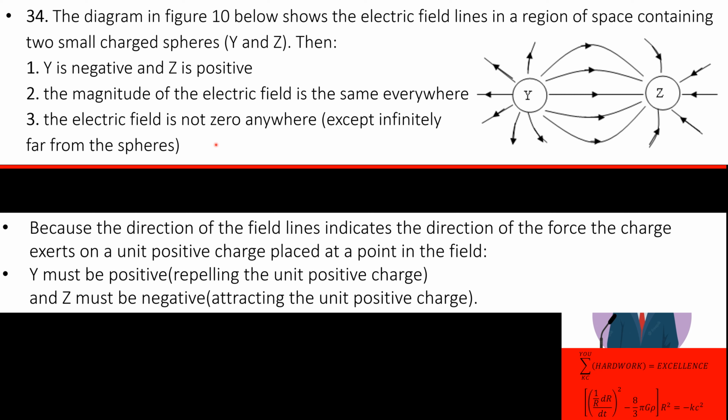Statement 3 says the electric field is not zero anywhere except infinitely far from the spheres. This is going to be true only if these two spheres, Y and Z, have the same magnitude of charge. So maybe the charge on Y is positive and the charge on Z is negative with equal magnitude. Only in that case, where they have the same magnitude of charges, are you going to have the resultant being at infinity. Any other case will not be true. So the only statement here that can be true is statement 3. So the answer most likely is D.